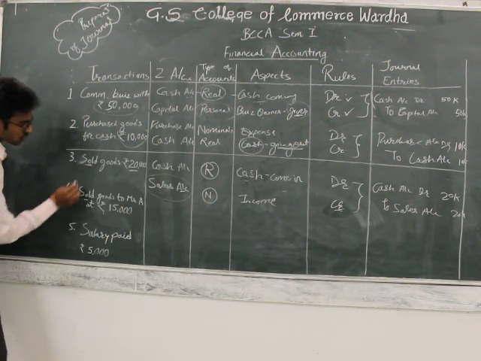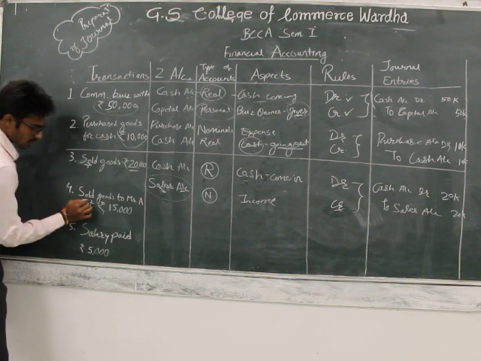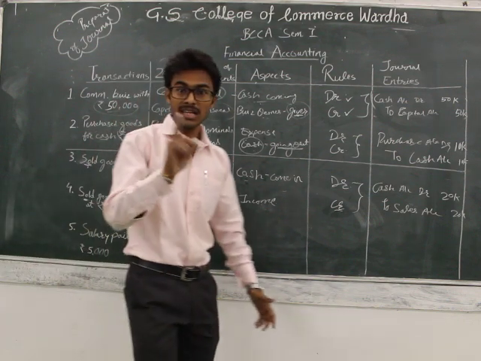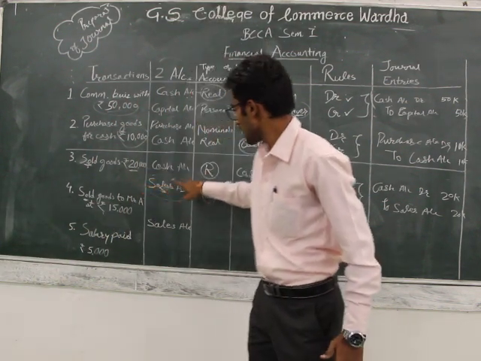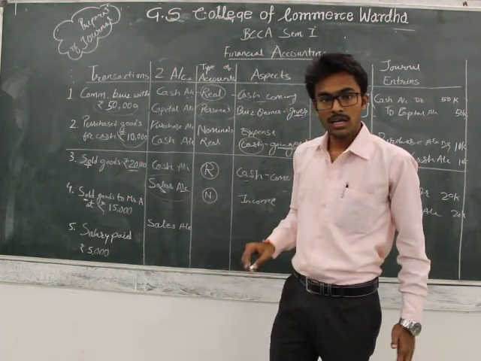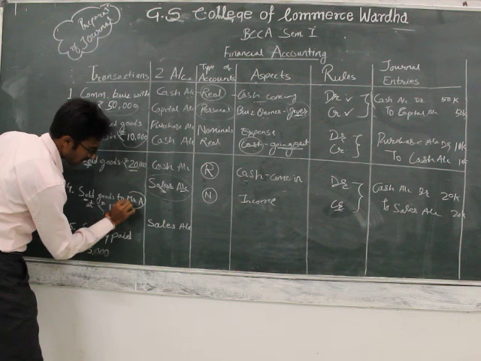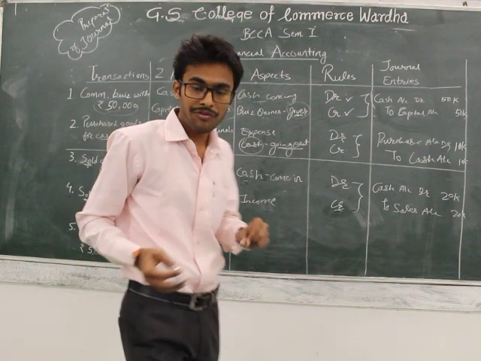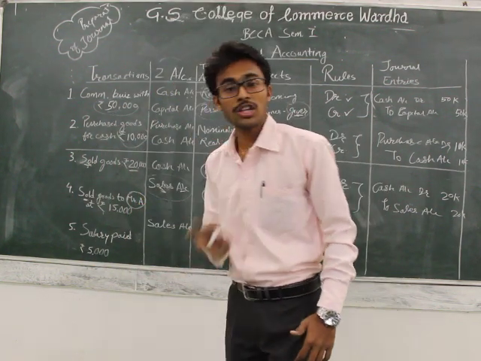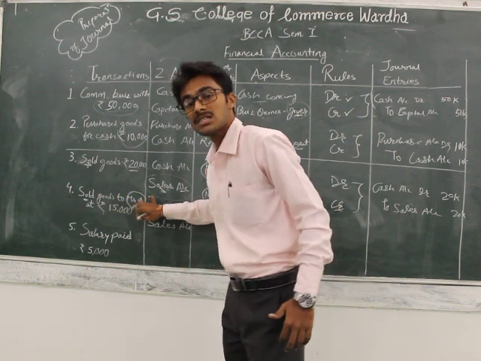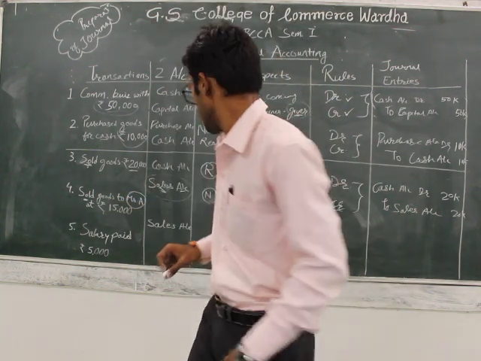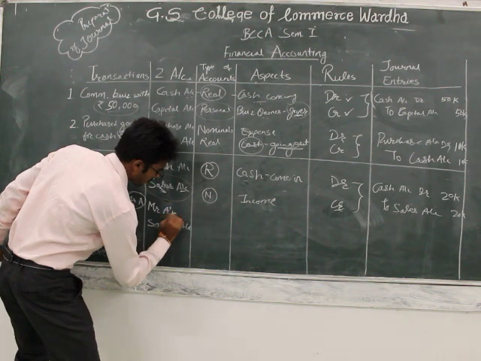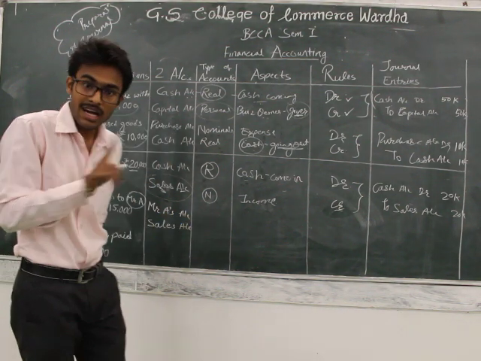First, sales account here also. But in the previous transaction it was cash, and here it will be Mr. A. Why Mr. A? Why not cash? Because cash is not coming in. We have transacted with Mr. A on a credit basis. We have sold goods to Mr. A. Mr. A is a personal account. Hence, Mr. A's account.